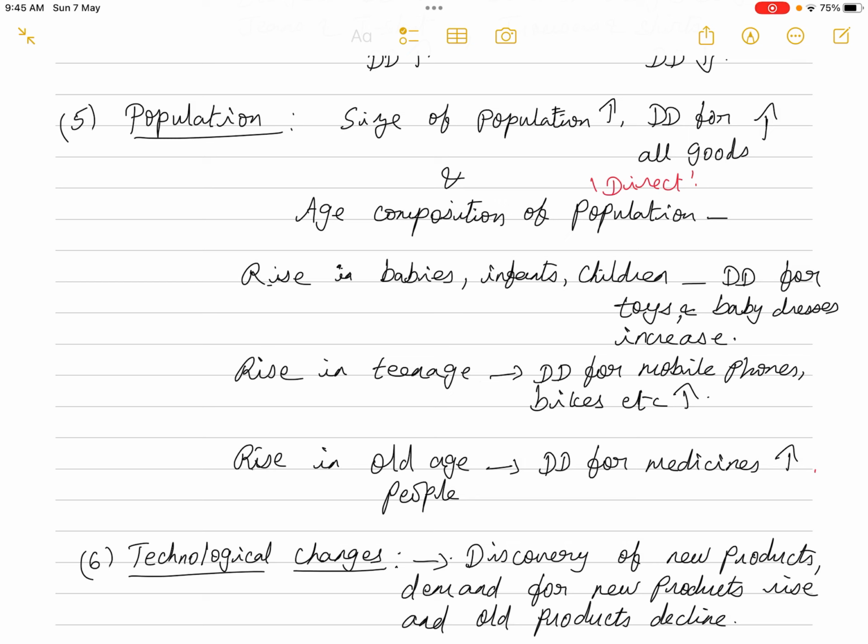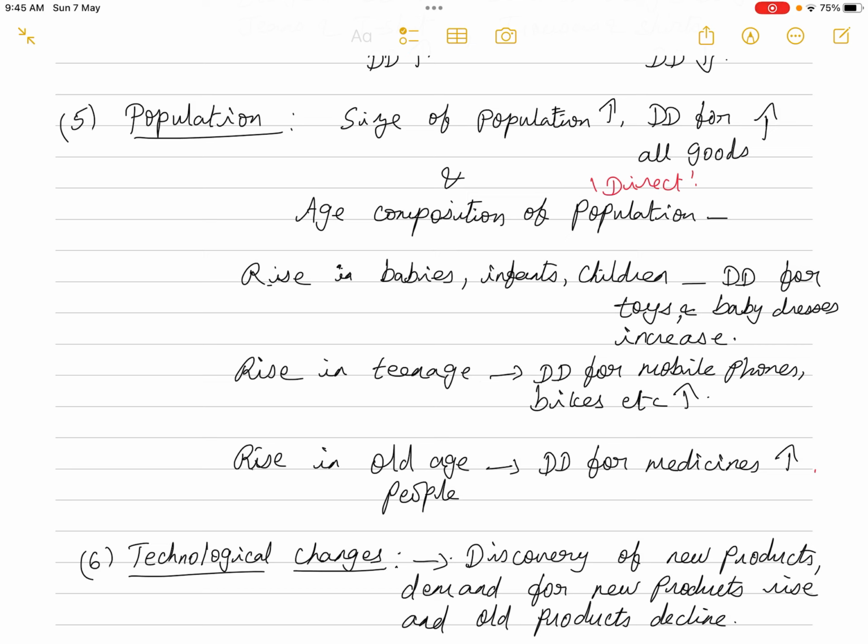If, for example, the percentage of babies and infants is more, or there is a rise in the birth rate in a particular country, then automatically, out of the total population, the percentage of babies, infants and children is more. Then automatically whatever commodities and services are demanded by that section of the population will be more. So if babies and infants are more, the demand for toys, baby dresses, all those things will increase.